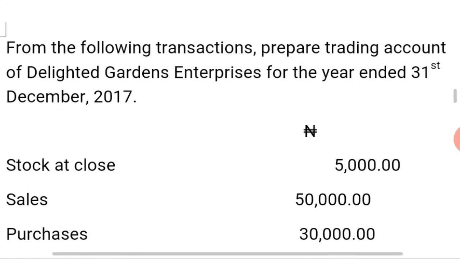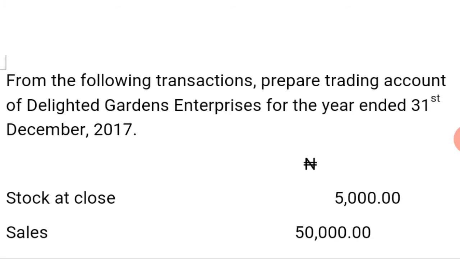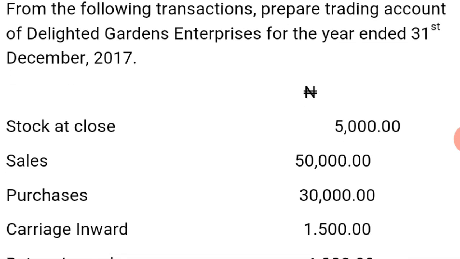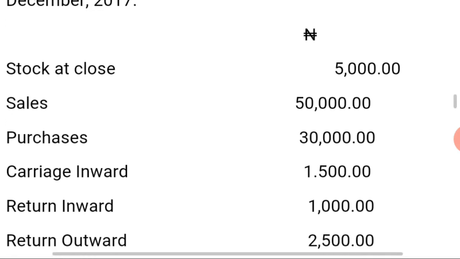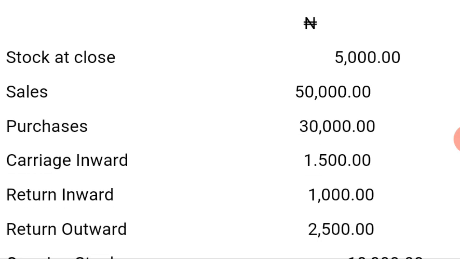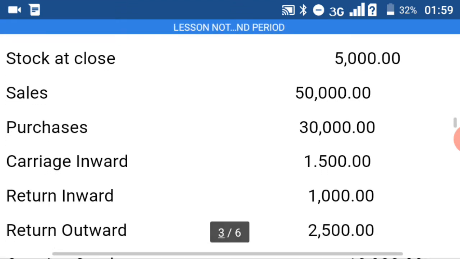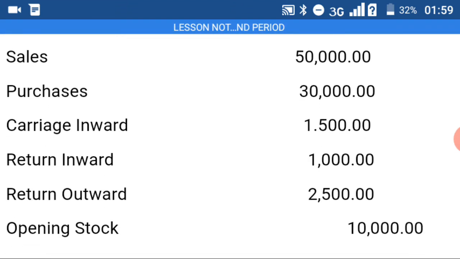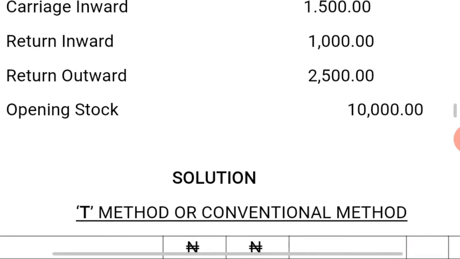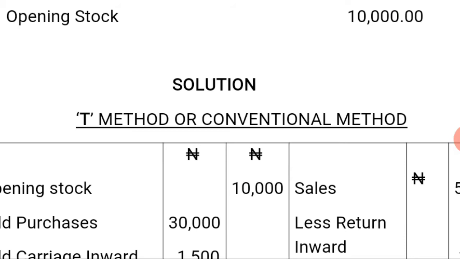Illustration 1. From the following transactions, prepare the trading account of Delighted Gardens Enterprises for the year ended 31st December 2017. We have stock at close 5,000 naira, sales 50,000 naira, purchases 30,000 naira, carriage inward 1,500 naira, return inward 1,000 naira, return outward 2,500 naira, and opening stock of 10,000 naira. Solution.